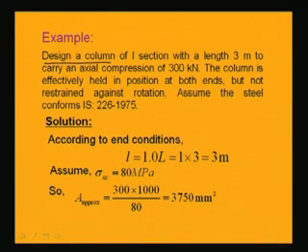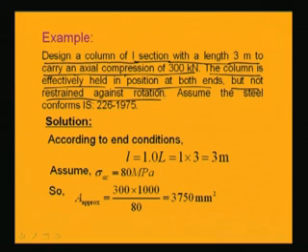Design a column of I section with a length of 3 meter to carry an axial compression of 300 kilonewton. The column is effectively held in position at both ends, but not restrained against rotation. Assume the steel conforms to IS 226 1975. So, given is first of all P equal to 300 kilonewton and the total length is given as 3 meter.